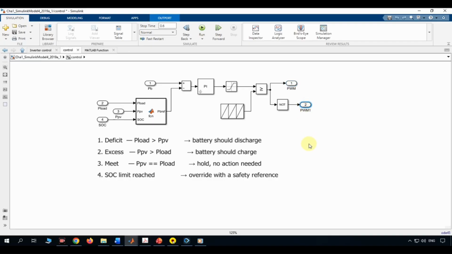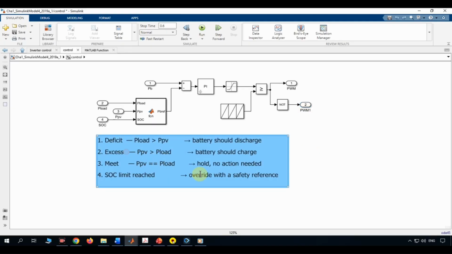So really, this is two separate jobs stacked together. First, decide how much power the battery should move. That's the FCN block. Second, make it happen electrically. That's the PI plus PWM stage. Let's start with the decision-making.